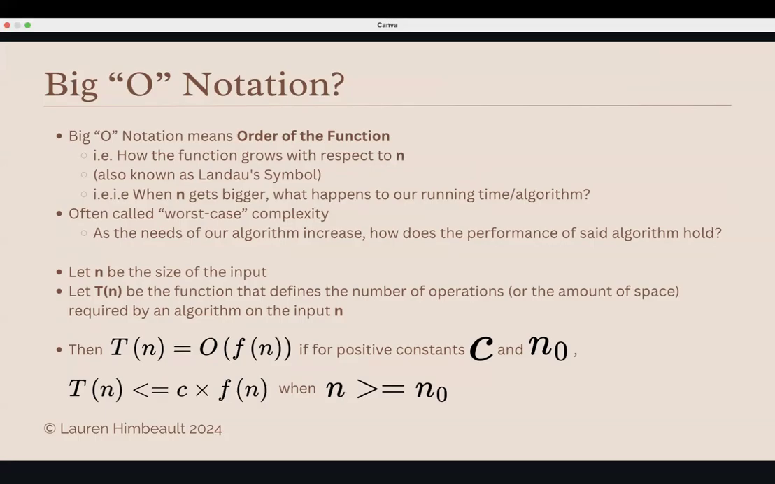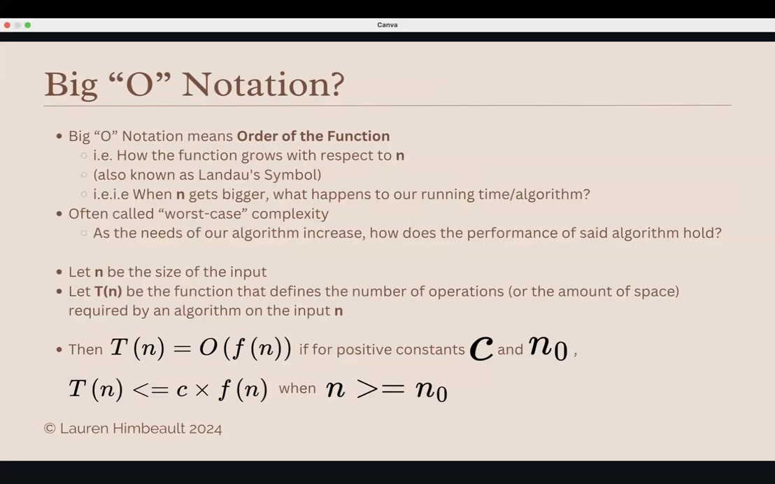So basically what we're saying is that the function that defines the number of operations, that T of n, can be equal to the order of the function for that algorithm. So we know for sure that T of n is going to be less than or equal to c times f of n. Right now, we know that to be true because we remove the c from everywhere. Think about that for a second.